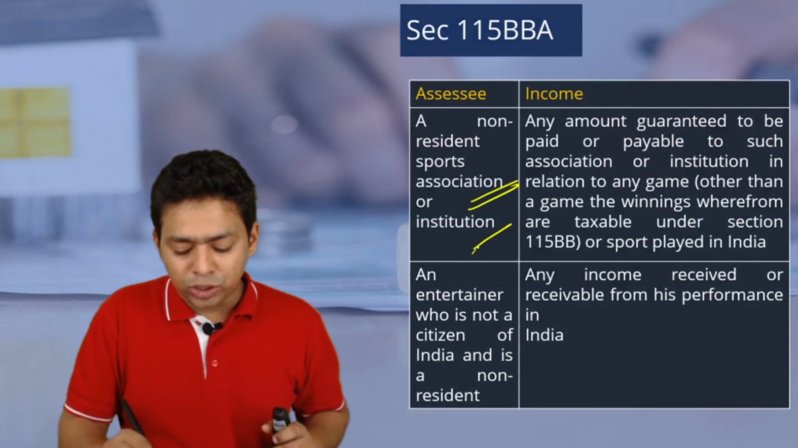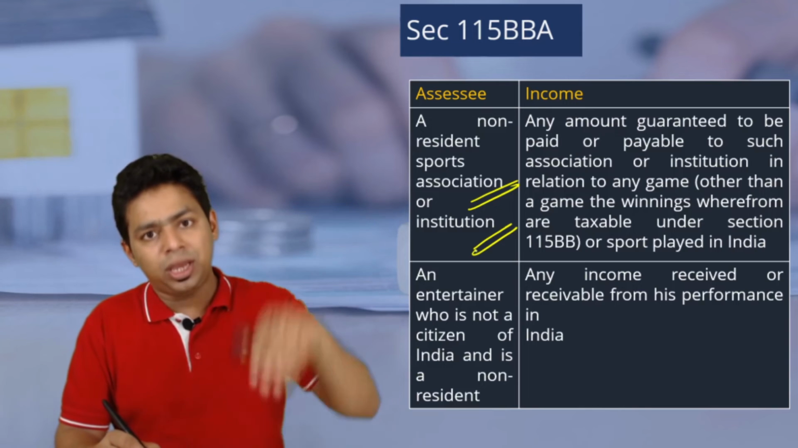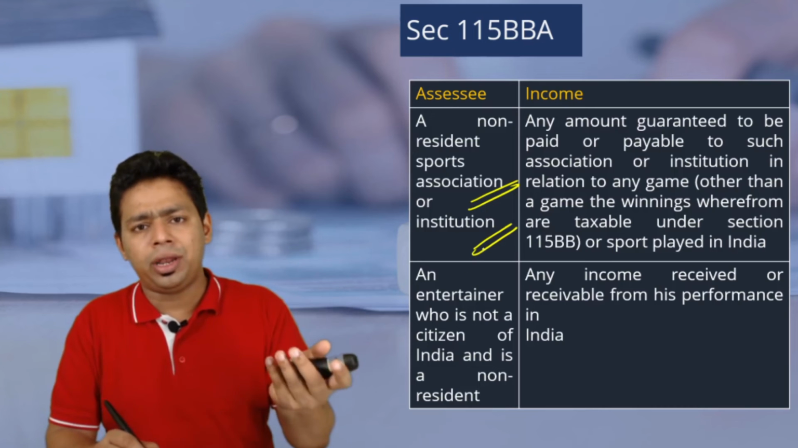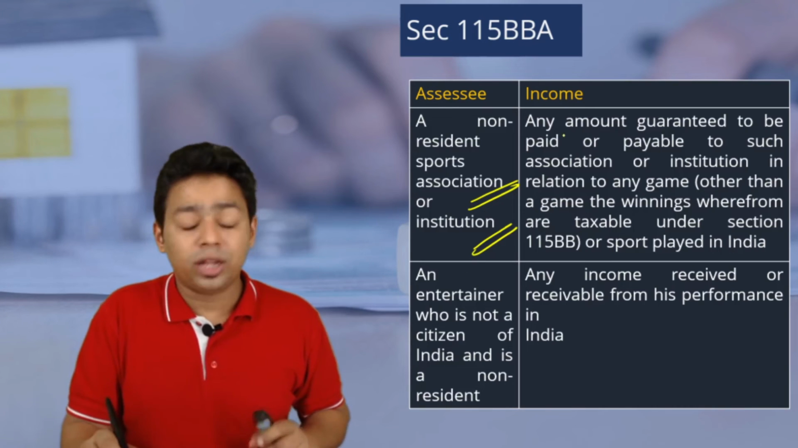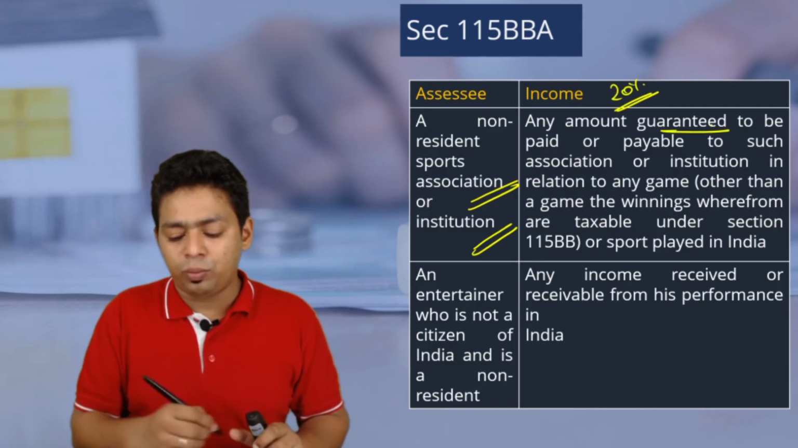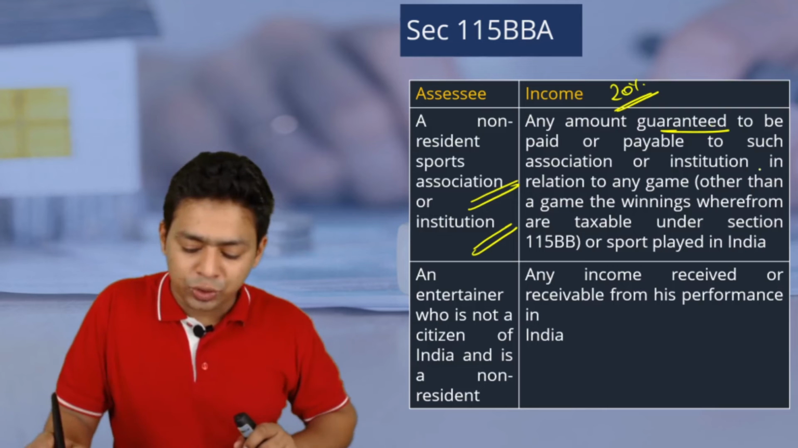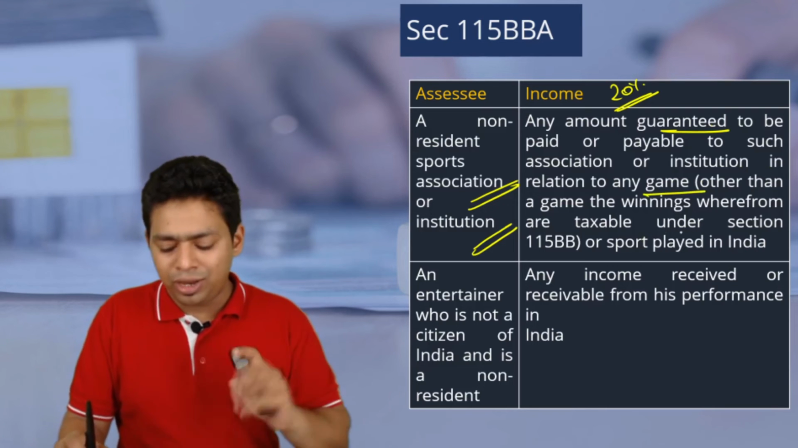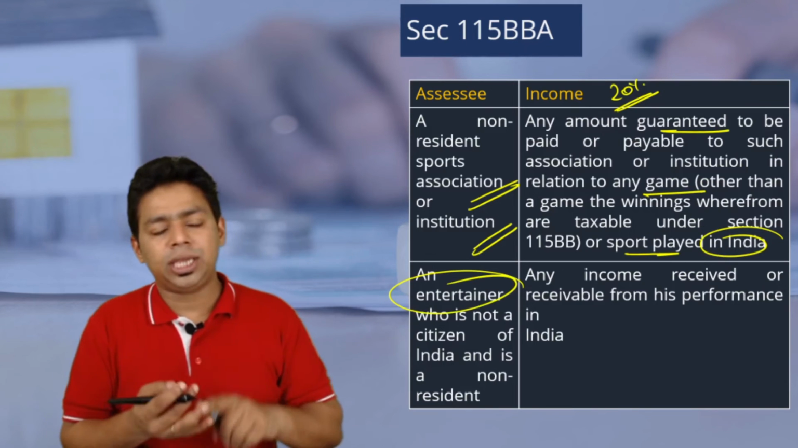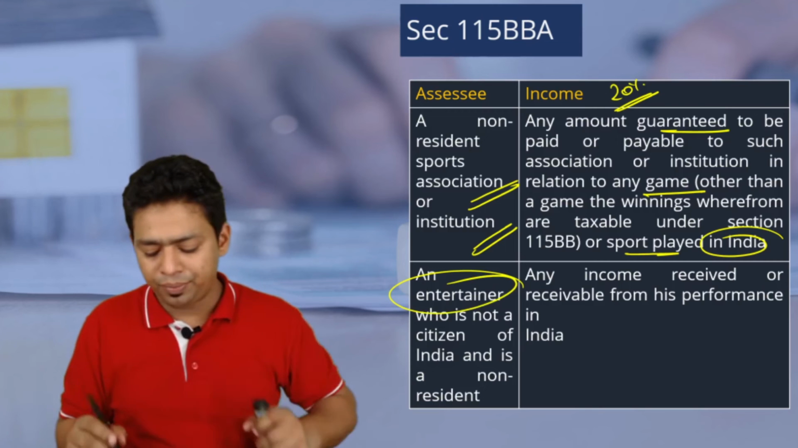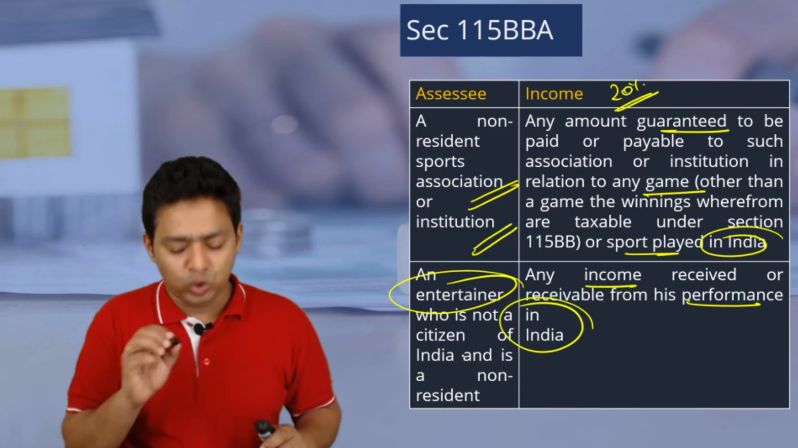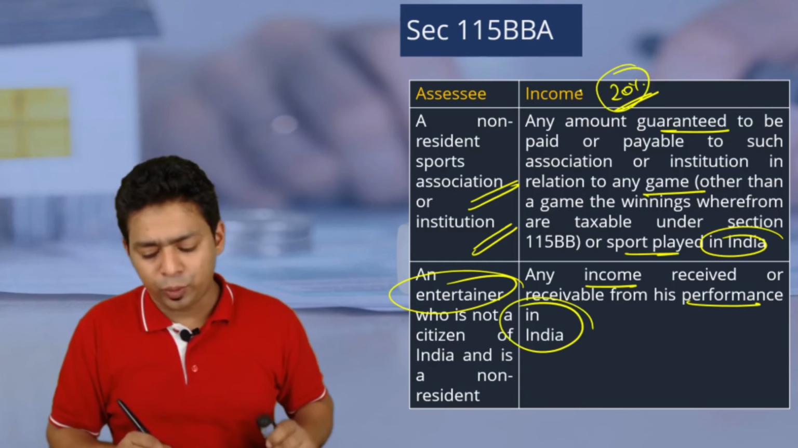If it is a non-resident sport association, so a foreign sport association, for coming to India they charge some money. Whatever money they are getting from India, guarantee money, that is also taxable at the rate of 20%, not at normal rates. Any amount guaranteed to be paid or payable to the association or institution in relation to any game other than winnings shall be taxable in India at the rate of 20%. And any entertainer, it can be a singer, dancer, performer, anybody, any income received or receivable for performance in India should be liable to pay tax at the rate of 20%.